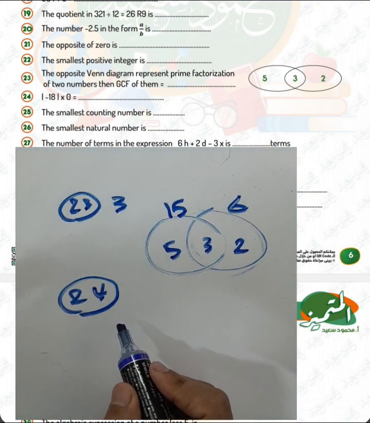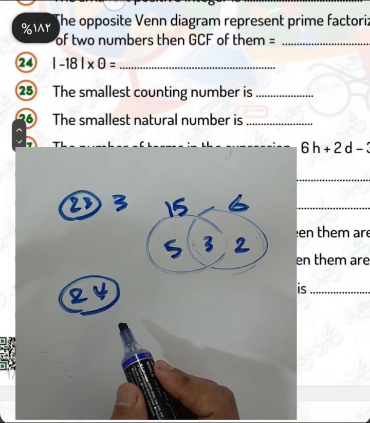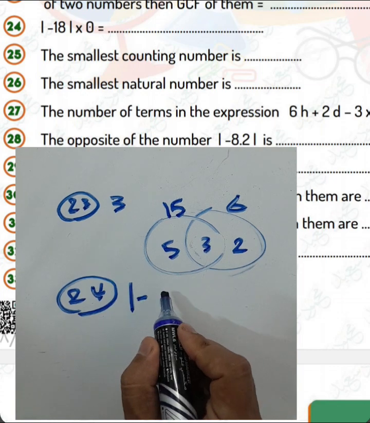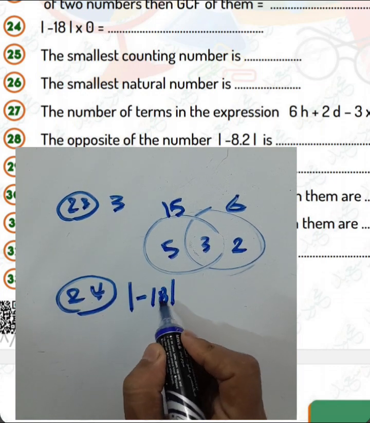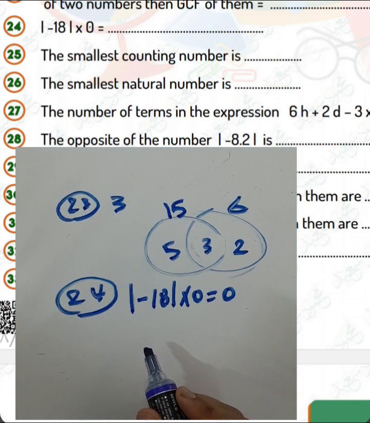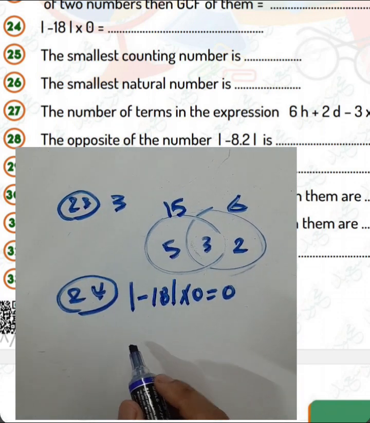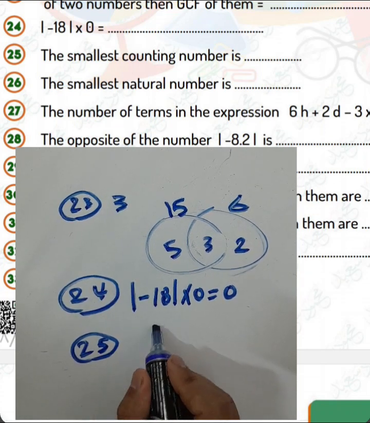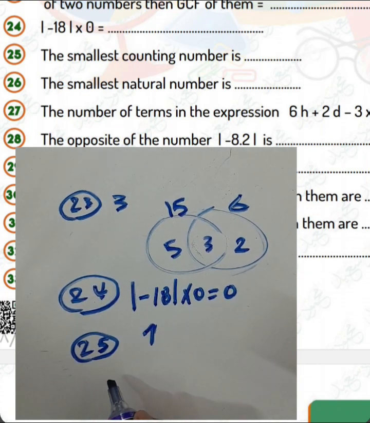Question 24, the absolute value of negative 18 times 0 will be equal to 0. 0 times any number equals 0. Question 25, the smallest counting number is 1. Question 26, the smallest natural number is 0.